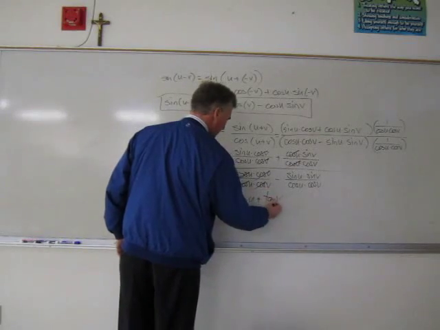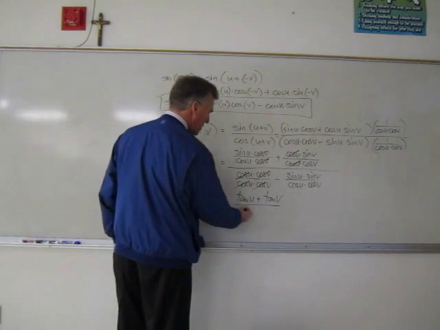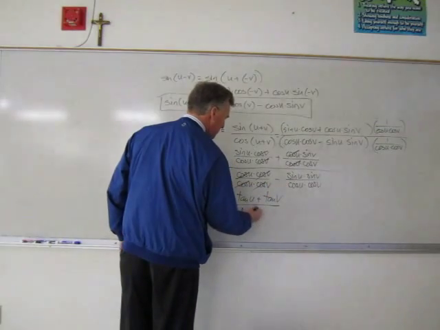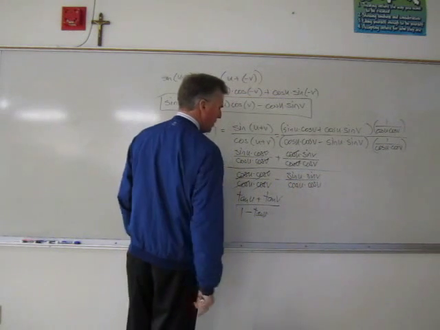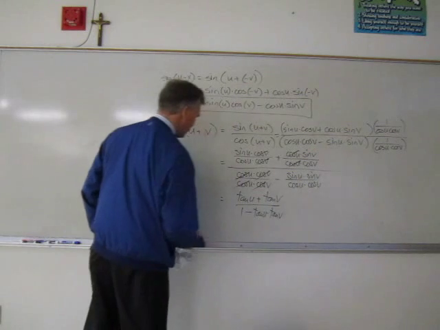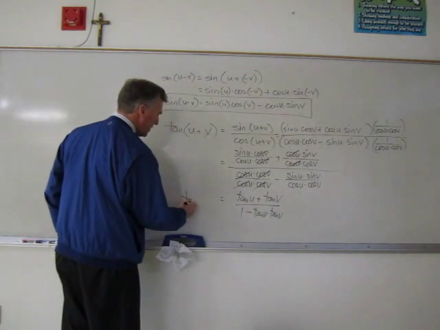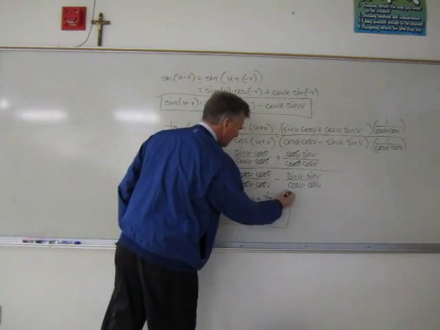tangent of v. Down below, this whole first term reduced to 1. Sine u over cosine u, tangent of u. Sine v over cosine v, tangent of v. And now we've derived the addition formula for tangent.